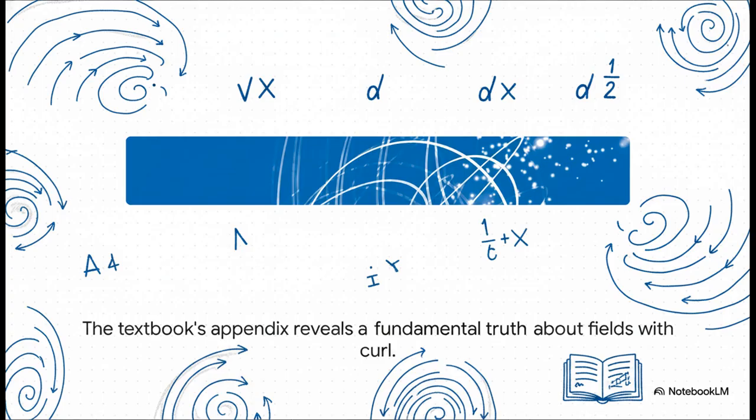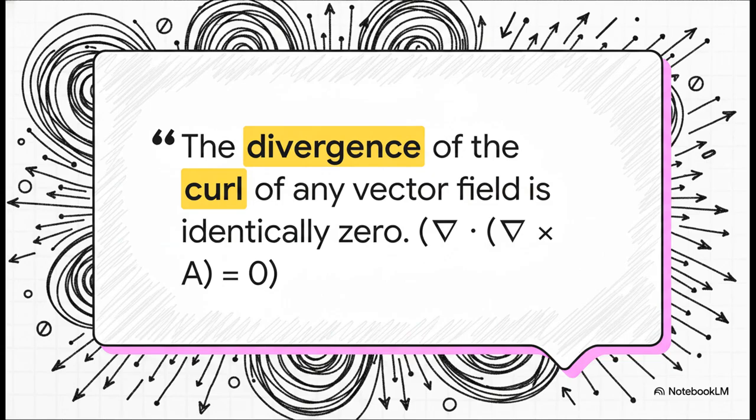Appendix A10 of the textbook lays out a bunch of these vector identities, and the first one we need tells us something really deep about fields that have that swirlingness. And here it is. The divergence of the curl of any vector field is always, and I mean always, zero. Del dot (del cross A) is always zero. This isn't just some neat math trick. It's a fundamental truth about how vector fields are built.